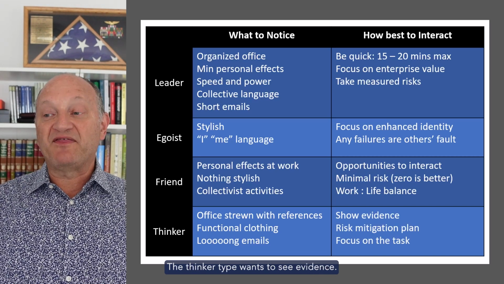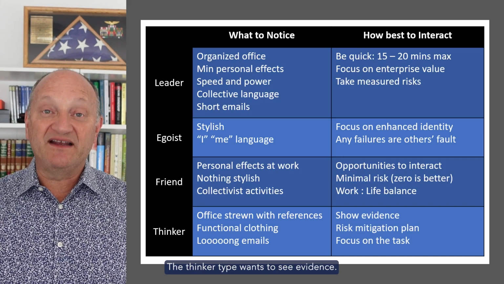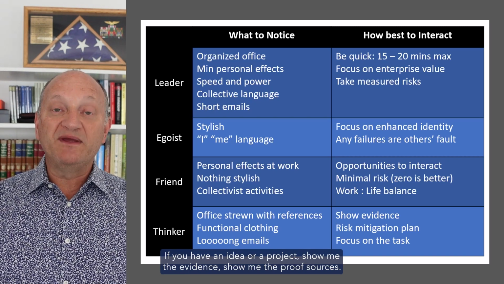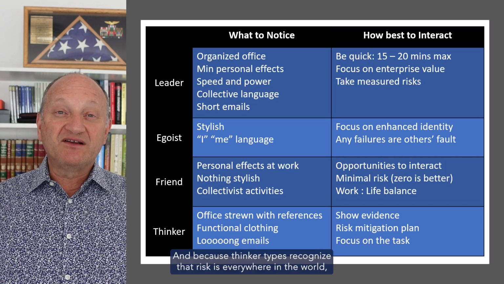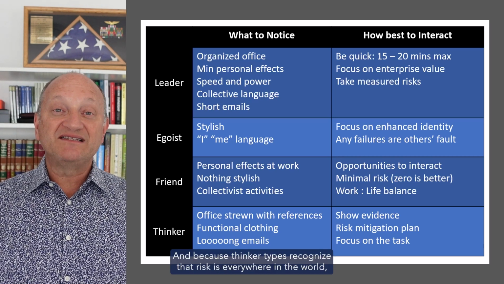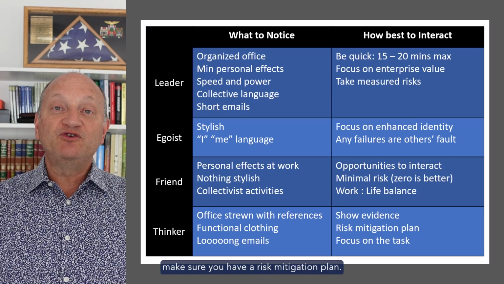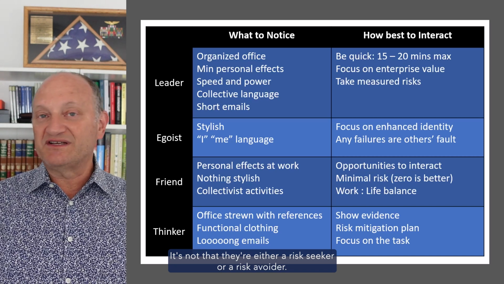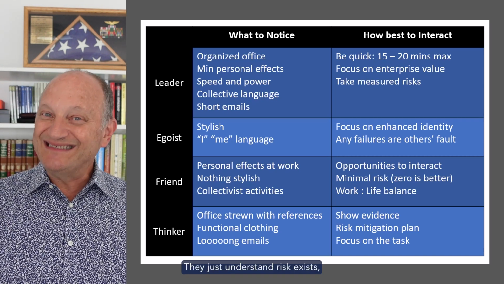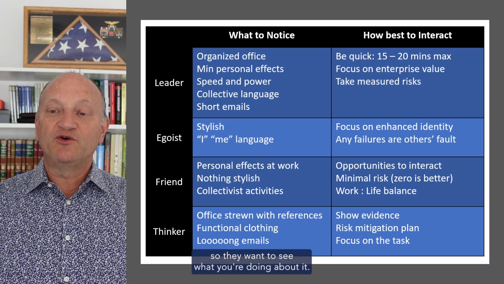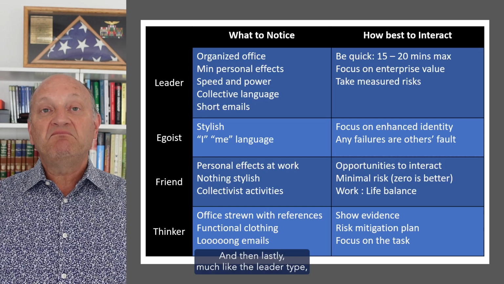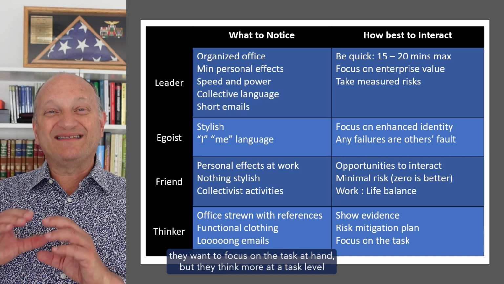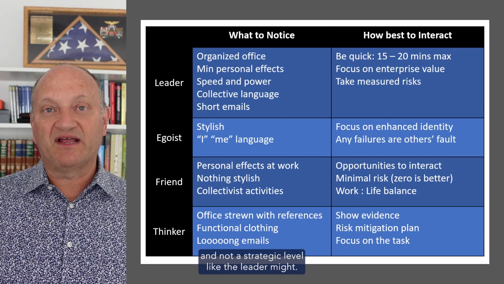Lastly is the thinker type. The thinker type wants to see evidence. If you have an idea or a project, show me the evidence, show me the proof sources. And because thinker types recognize that risk is everywhere in the world, make sure you have a risk mitigation plan. It's not that they're either a risk seeker or a risk avoider. They just understand risk exists, so they want to see what you're doing about it. And then lastly, much like the leader type, they want to focus on the task at hand. But they think more at a task level and not a strategic level like the leader might.